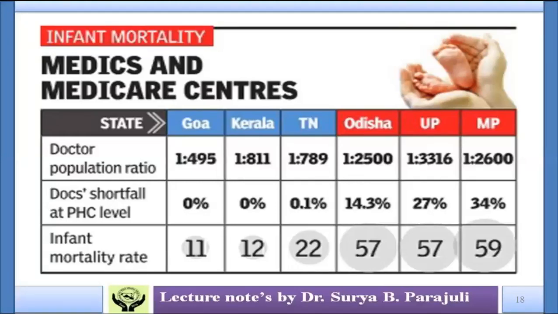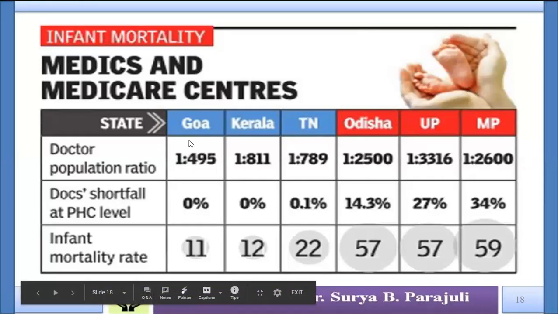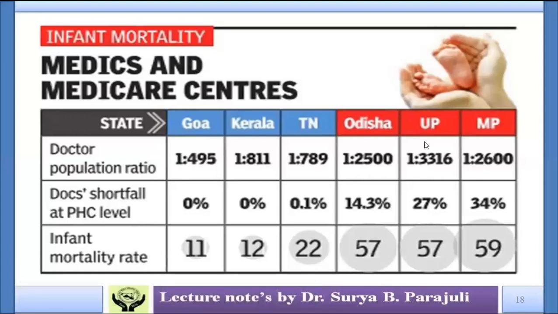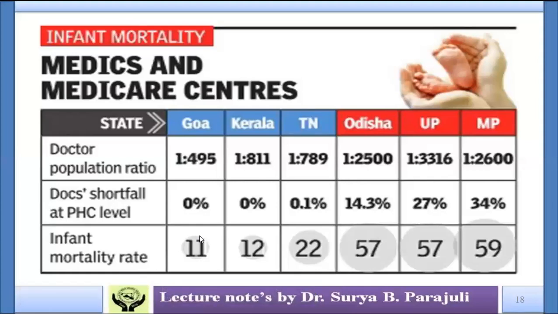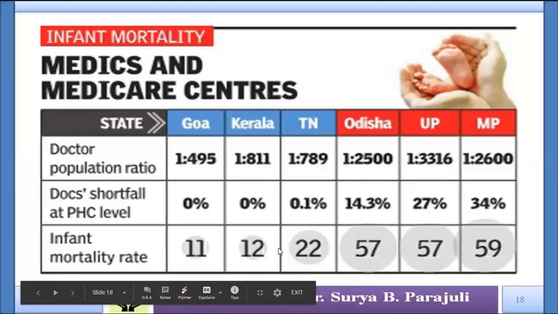There are modifications. So how this happens, we need to study more. But if you are interested, you can contact me anytime. So based on the knowledge of tools of measurement, now you can correlate. As the doctor population ratio increases in the different states of India, from Goa to MP, infant mortality rate also increases from 11 to 59, which is highest in MP, then UP, then Odisha, then Tamil Nadu, then Kerala and Goa. So we can compare this doctor population ratio and infant mortality in our context.